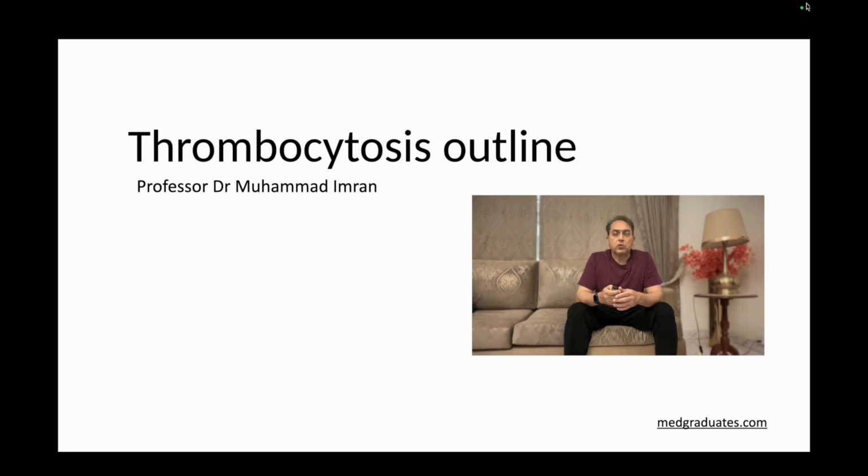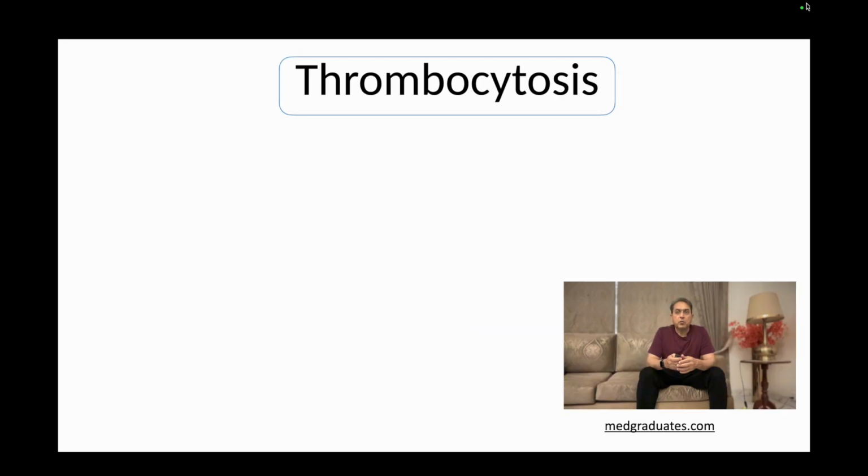Now, what is thrombocytosis? A platelet count which is more than 450,000 per microliter is thrombocytosis. Now, when a patient comes to you with thrombocytosis, you find a high platelet count on complete blood examination. What could be the possible reasons? The most common reason for thrombocytosis is secondary thrombocytosis. It can be primary thrombocytosis, but secondary thrombocytosis is far more common than primary thrombocytosis.